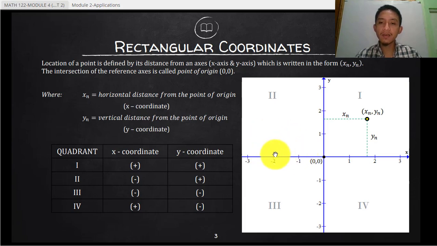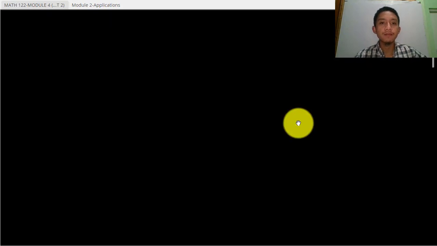since that is on the left side, that will always be a negative x coordinate but a positive y coordinate. And with your quadrant 3, that will be a negative x and a negative y. And with your quadrant 4, it will be going back to positive x but still negative y. Okay, so this is your rectangular coordinates, your quadrant 1 to quadrant 4.